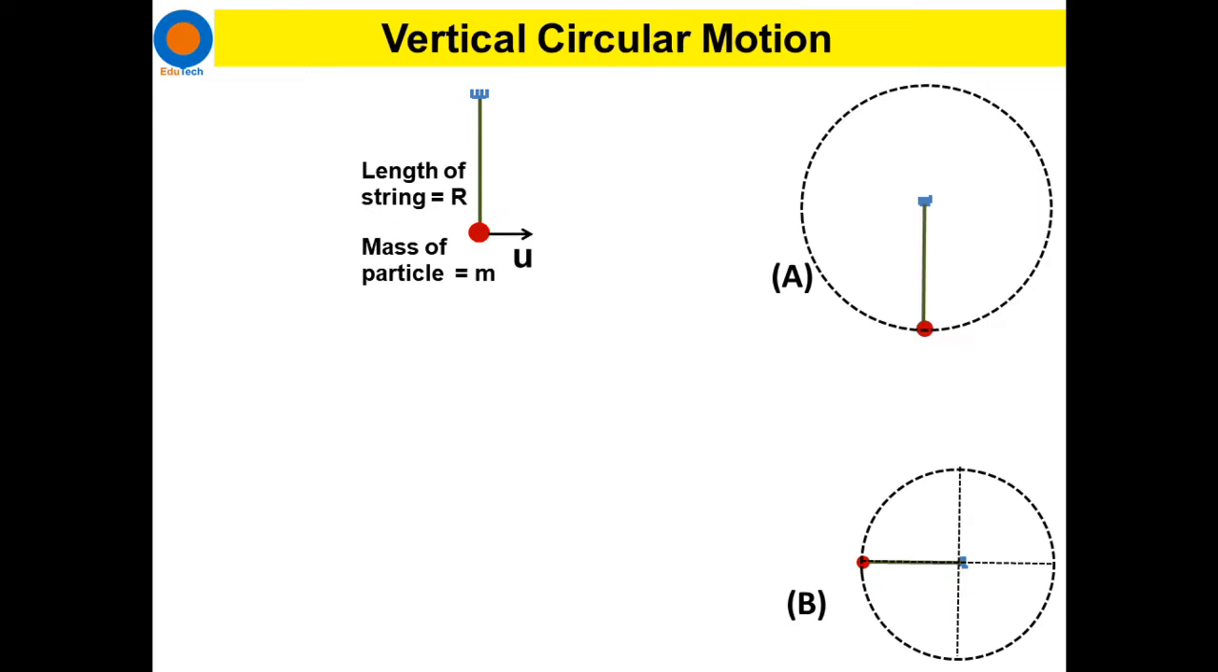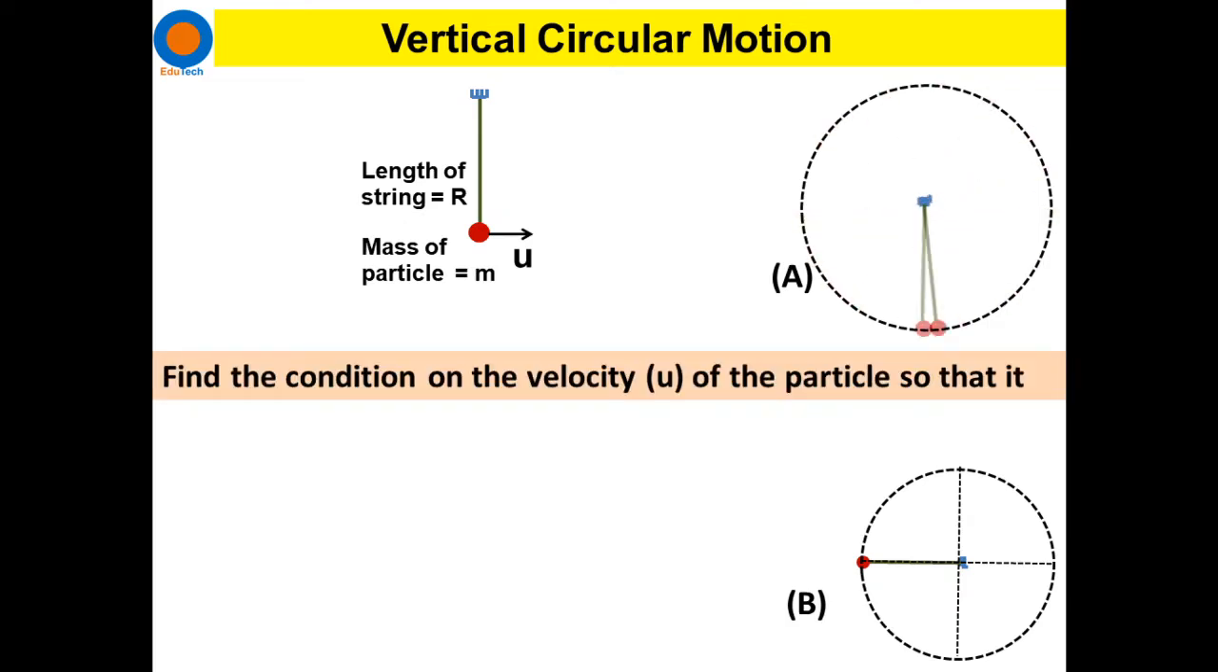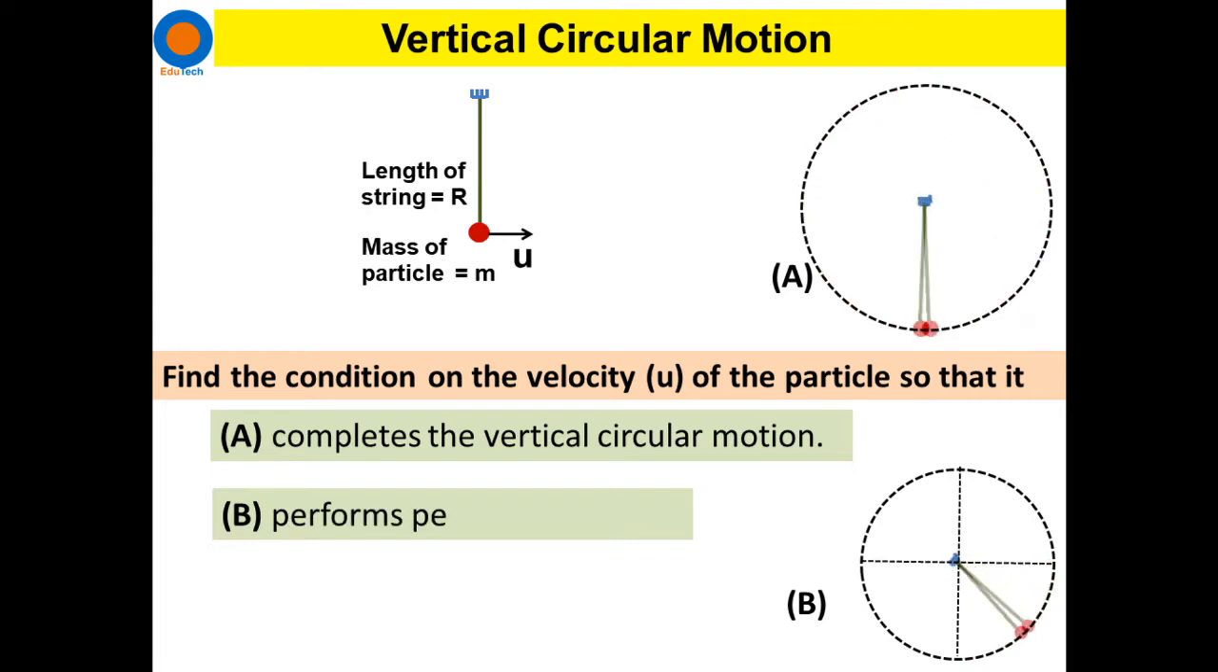And as a second part, we will derive the condition under which it will show pendulum motion. You see here both the questions. In figure A we see that it should complete the circle, and in figure B, what should be the minimum velocity u such that it... not minimum velocity, means what should be the condition on the initial velocity u, so that it completes the pendulum motion.